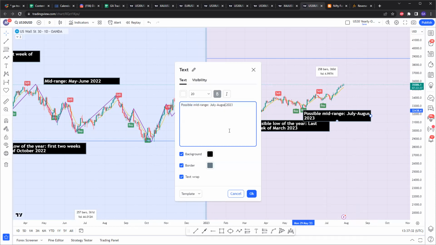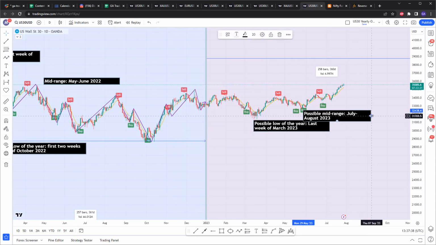Which is why I mentioned yesterday, I might have been front running the sells on US30, but I never had this knowledge prior to yesterday. So possible mid-range is July and August.